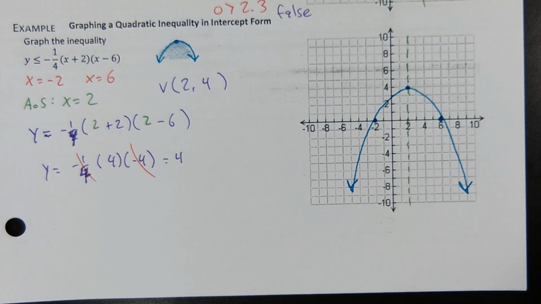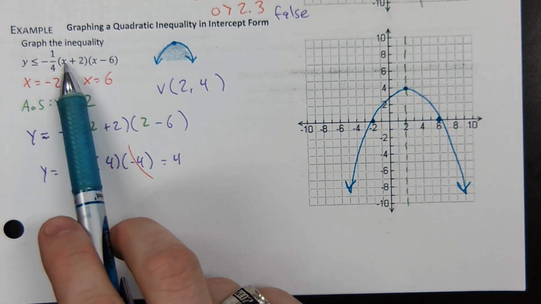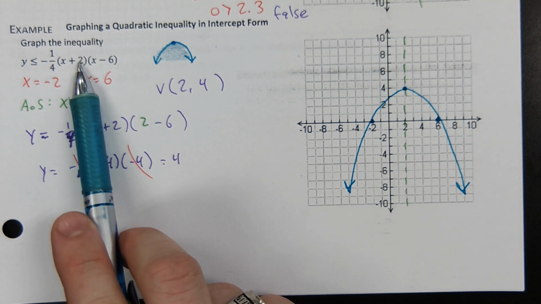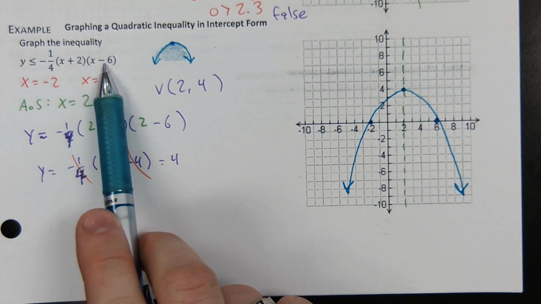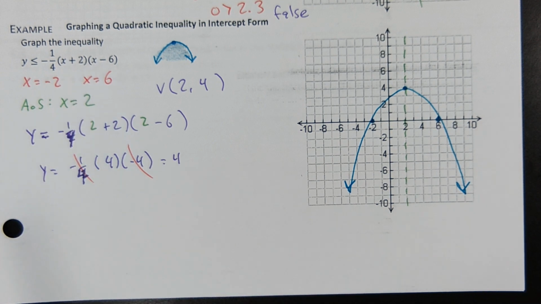If you were uncomfortable with the shortcut because you still don't know why it works, you could always check the point 0, 0. 0, 0 happens to be inside the curve. Let's see what happens if I use 0. 0 plus 2 is positive. 0 minus 6 is negative. So if I multiply a negative, a positive, and a negative, I get a positive number.